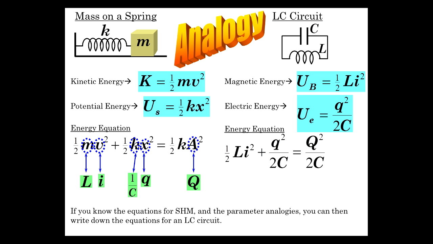All right. If you know the equations for simple harmonic motion that we established with the spring-mass system, and you can keep in mind the parameter analogies listed here, then you can write down the equations for the LC circuit. Not a problem. You don't have to memorize from scratch all the equations for an LC circuit. They'll all transfer over by analogy.